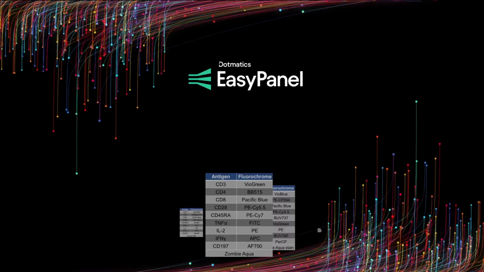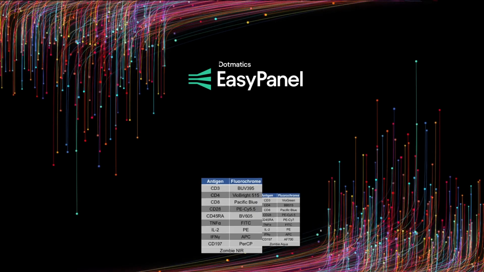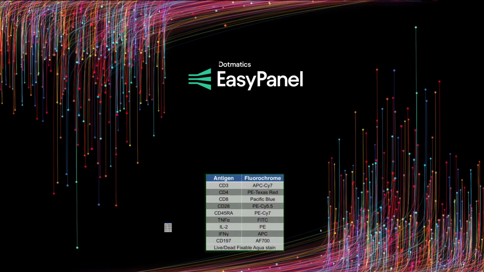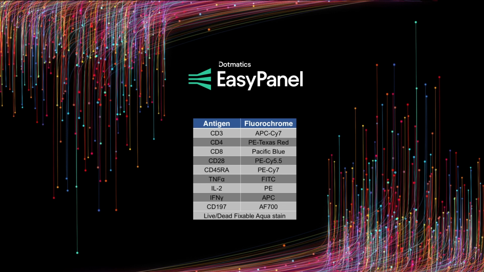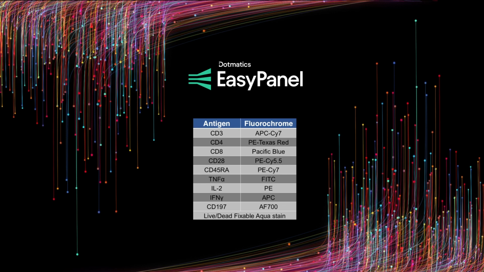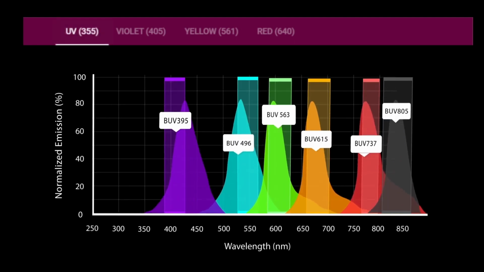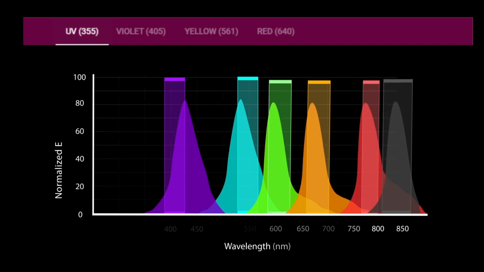Based on these inputs, EasyPanel methodically screens huge numbers of different potential panels and actually comes up with specific optimized panel suggestions, minimizing spillover and judiciously matching fluorochromes to antigens. What's more, EasyPanel also includes an interactive spectrum viewer tool for users to check and evaluate themselves the spectral overlap between the different fluorochromes at each laser in the suggested optimized panel.